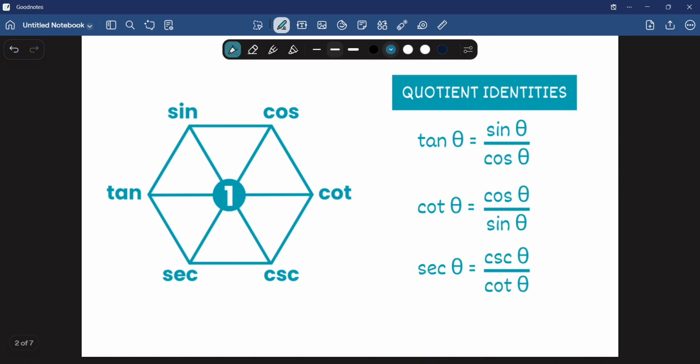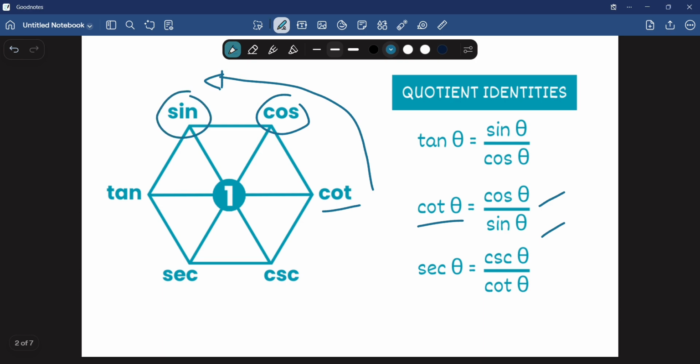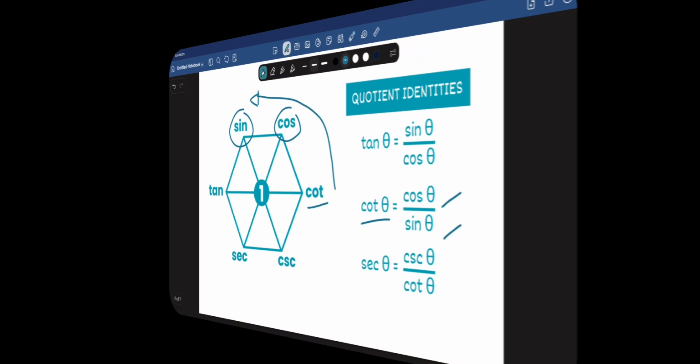On the other hand, we can also find the identity in the hexagon using reverse rotation or counterclockwise rotation. An example is the quotient identity cotangent theta is equal to cosine theta over sine theta. Using the Magic Hexagon, therefore cotangent theta is equal to cosine theta over sine theta. And that's basically how quotient identities work.